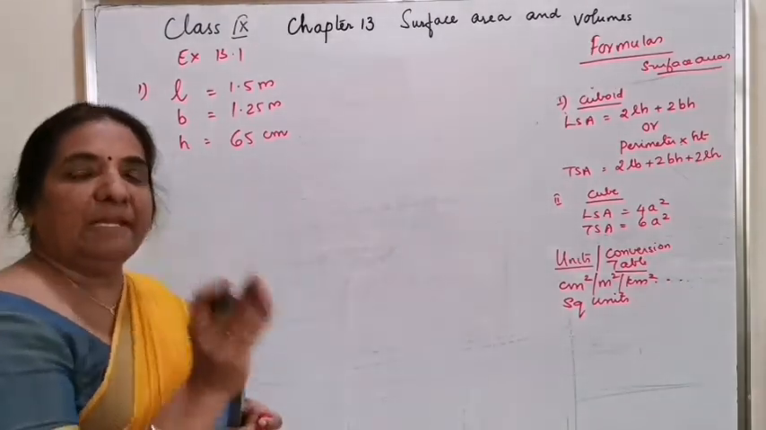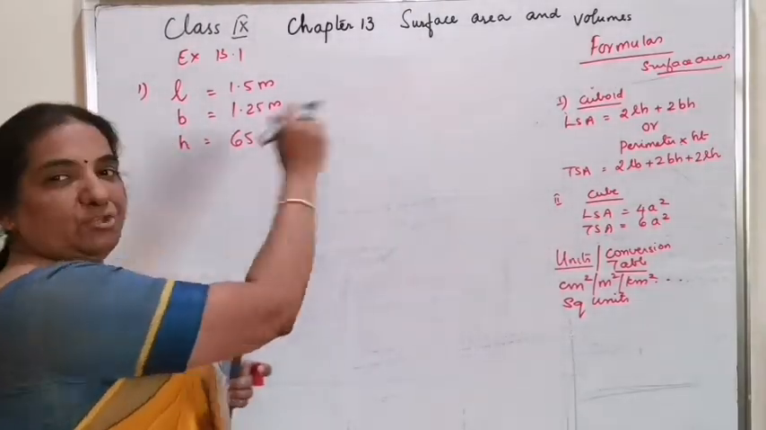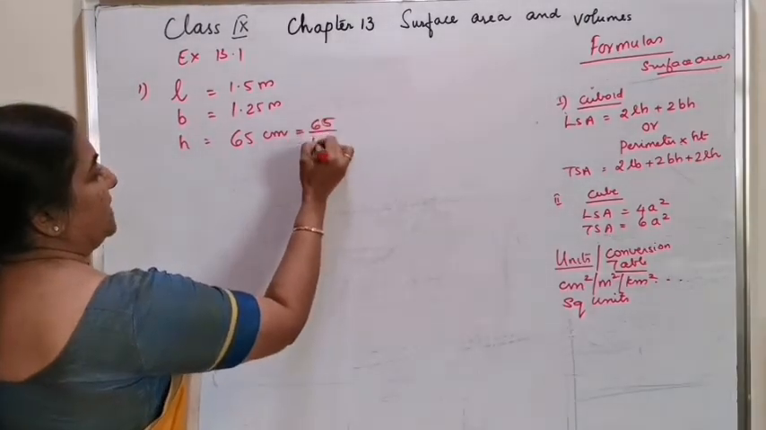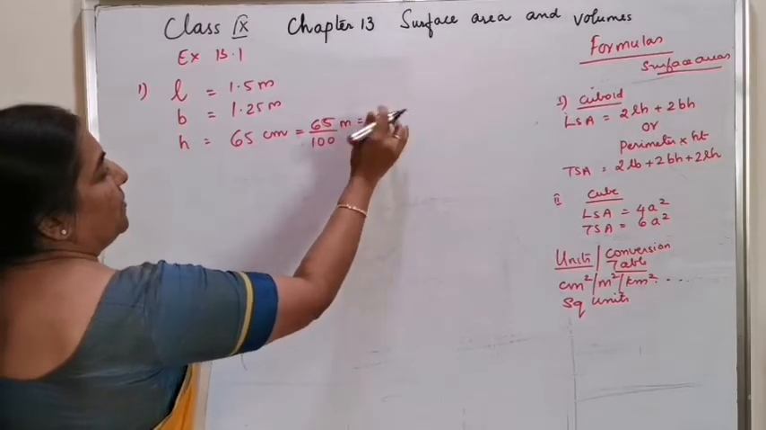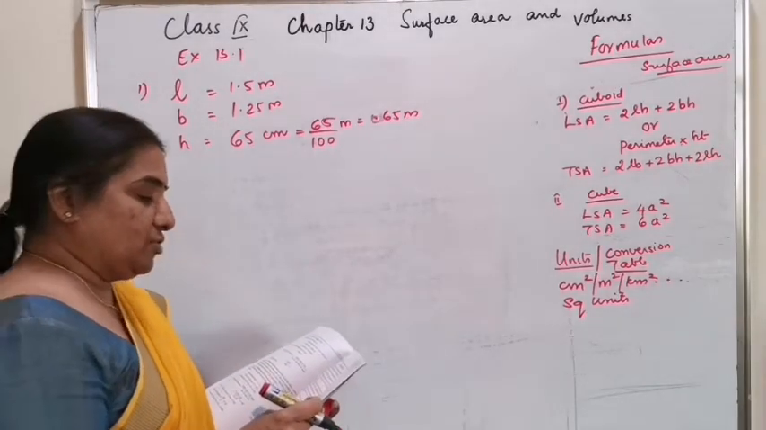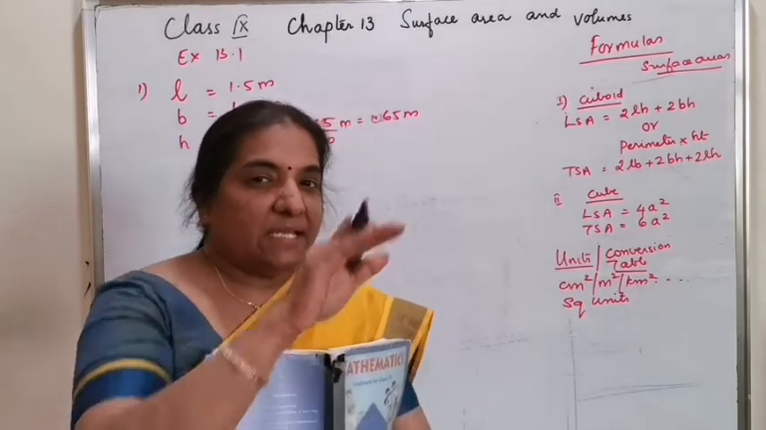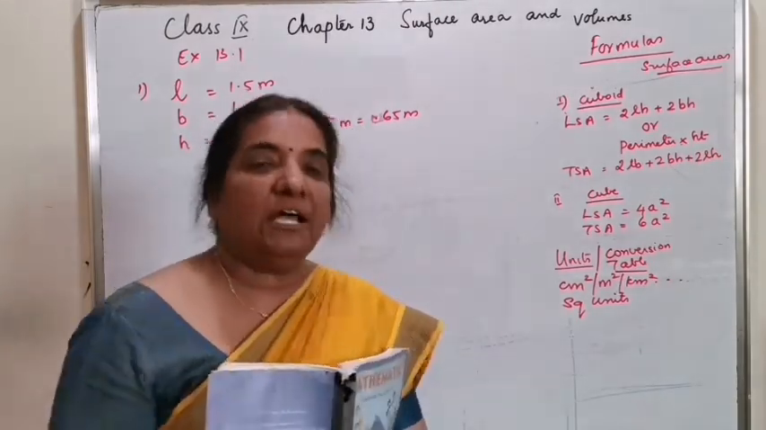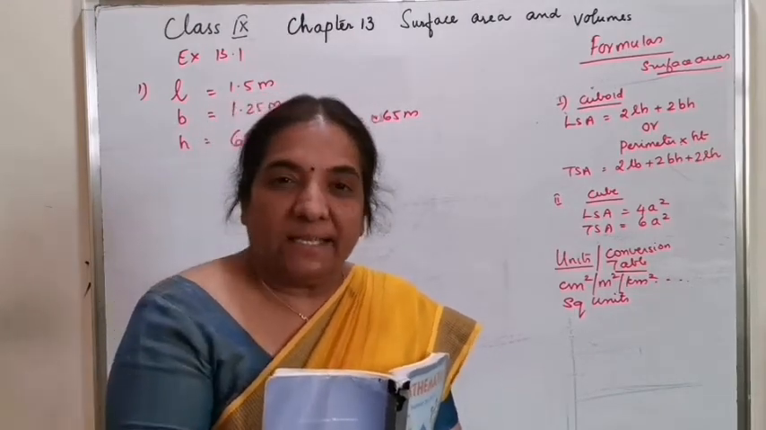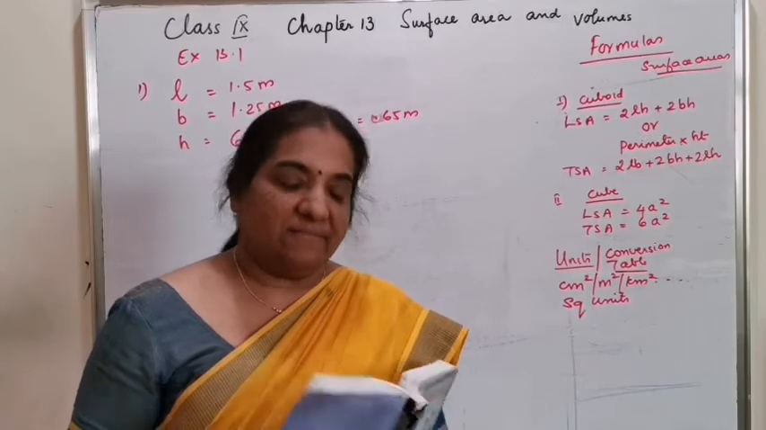The basic order is millimeter, centimeter, decimeter, meter. That means the centimeter to meter conversion is divided by 100, which is the same as 65 by 100 meter or 0.65 meter. Now, the box is to be made. It is opened at the top. That means the top portion, that formula you need not consider. So, what are the faces here? There is the base area of LB. The remaining 2LH plus 2BH is there.